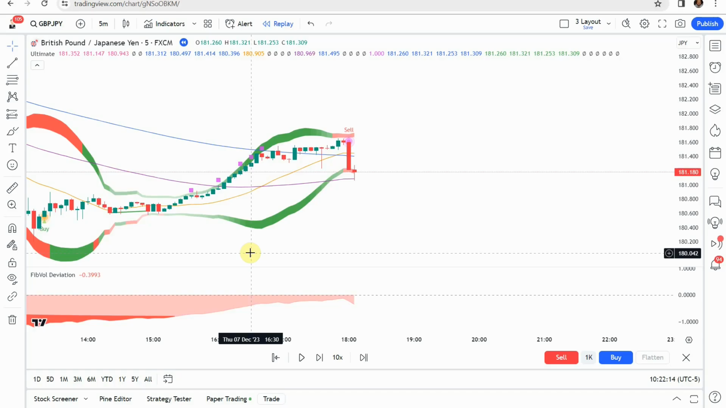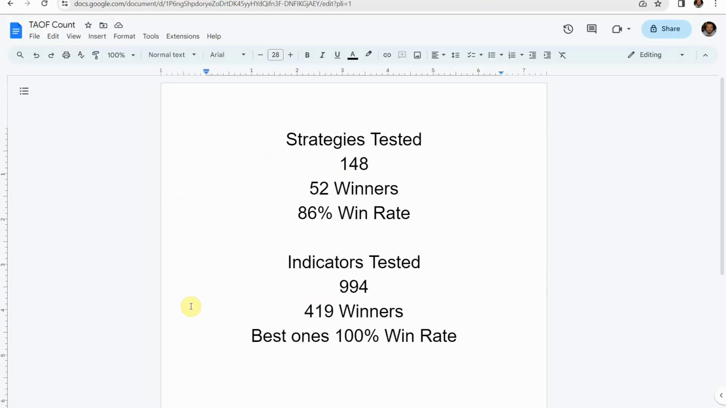Alright, as I said, today we will be testing a 5-minute scalping strategy. Before we do though, I wanted to put the testing scoreboard up for everyone to see.